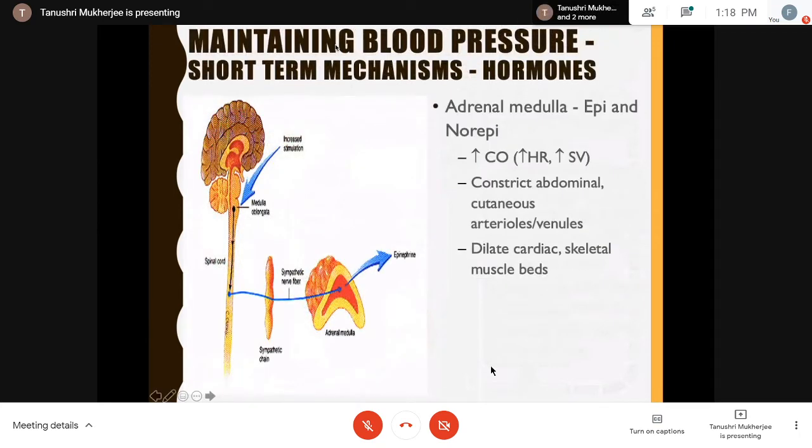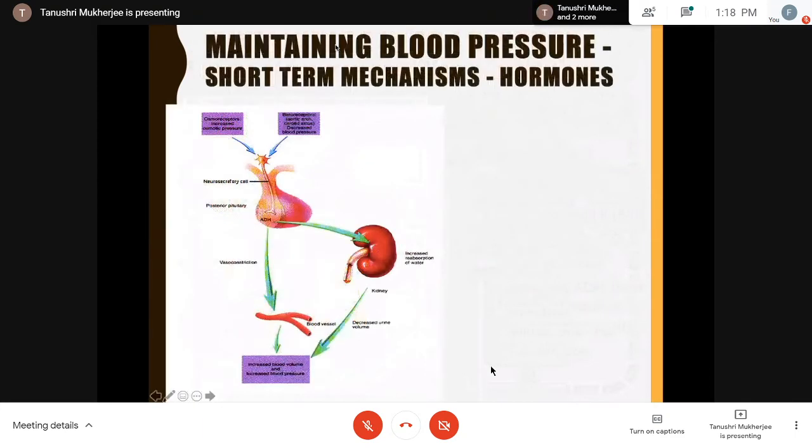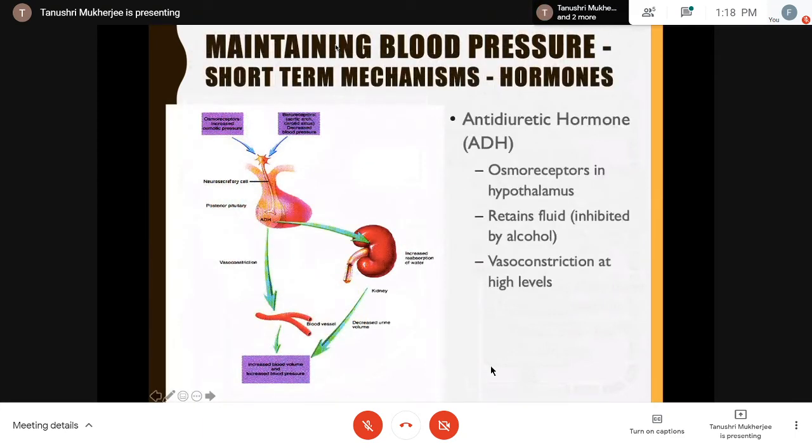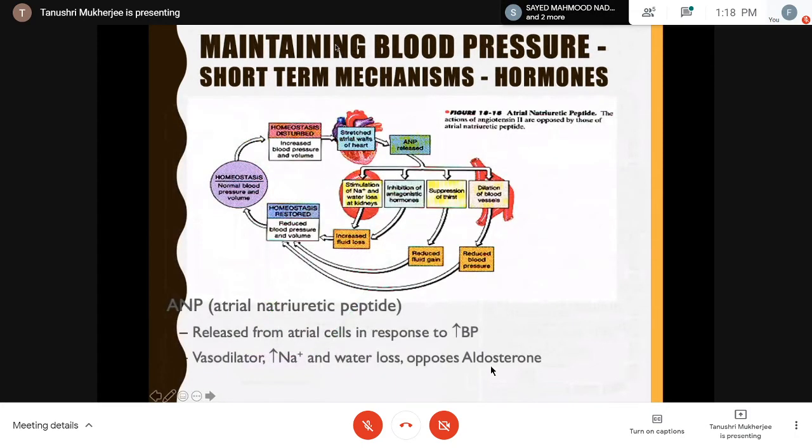Then the adrenal medulla, epinephrine and norepinephrine, increases the cardiac output, increases heart rate, increases stroke volume, constricts abdominal and cutaneous arterioles, dilates cardiac and skeletal muscle beds, and increases blood pressure. And the antidiuretic hormone, from osmoreceptors in the hypothalamus, retains fluid and causes vasoconstriction at high levels. So these are the stresses to increase the blood pressure.